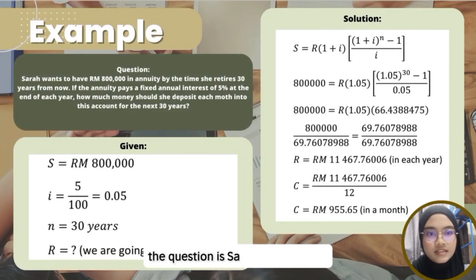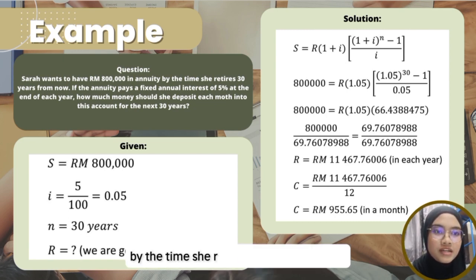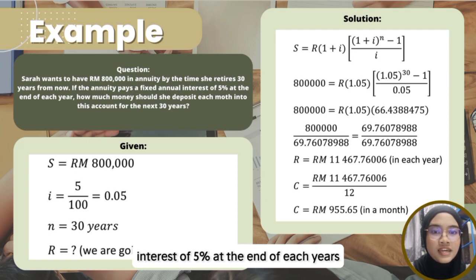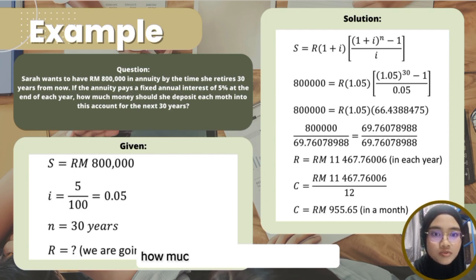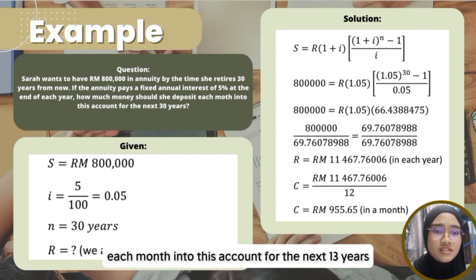The question is, Sarah wants to have 800,000 in an annuity by the time she retires 30 years from now. If the annuity pays a fixed annual interest of 5% at the end of each year, how much money should she deposit each month into this account for the next 13 years?